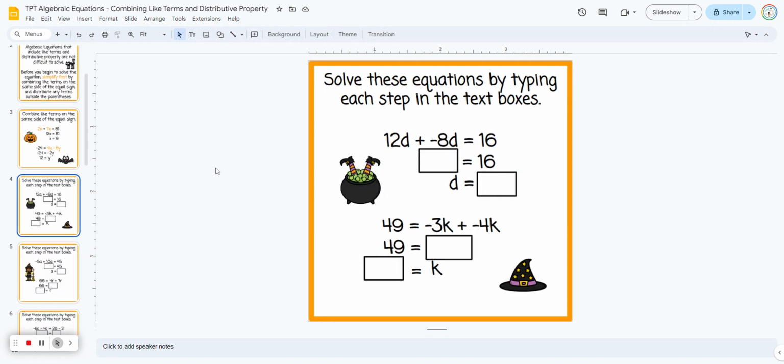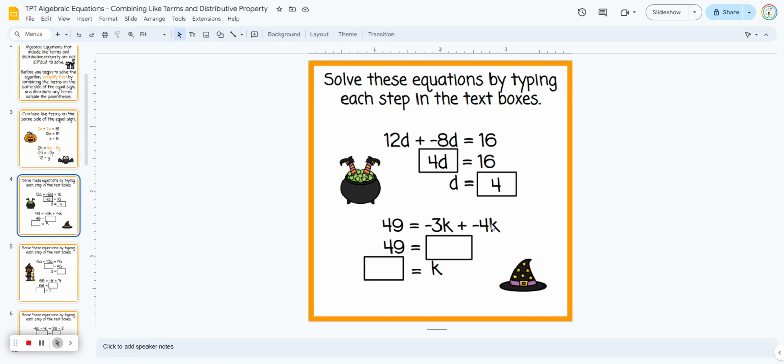So starting on slide 4, students are going to be typing in the text boxes. So here they're going to combine the like terms. 12d plus negative 8d gives us 4d. And then if we go ahead and solve it by dividing both sides by 4, we get d equals 4. So they just have to type in their answers. And here we're going to combine these like terms and go ahead and solve.